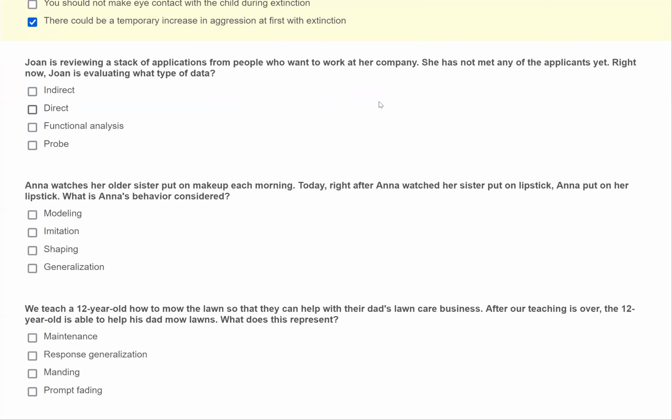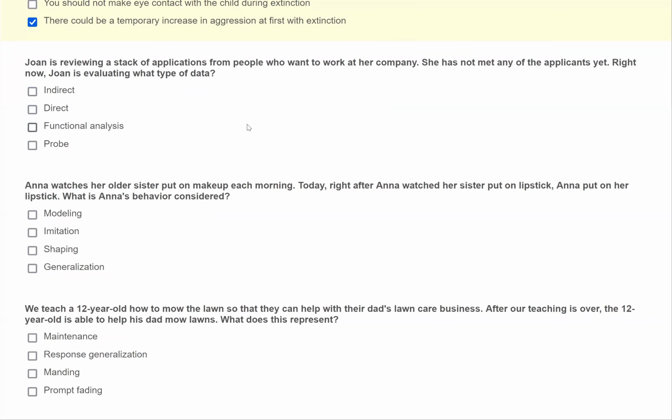Why? Probe data would be data when we're actually asking the person to do something. So if Joan had people come into her office and Joan asked them to perform a behavior, that would be probing. But that's not what's happening. A functional analysis is actually manipulating things in the environment to try to determine the function of behavior. Joan is certainly not doing that. It leaves us with indirect and direct.